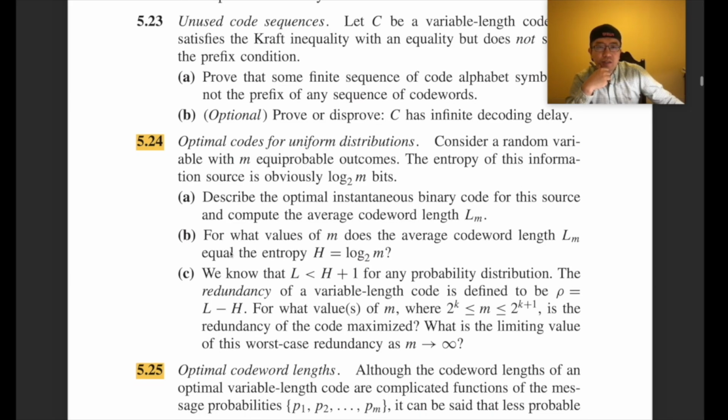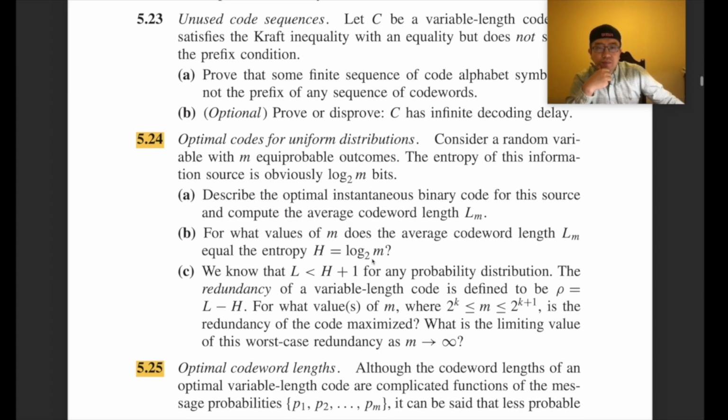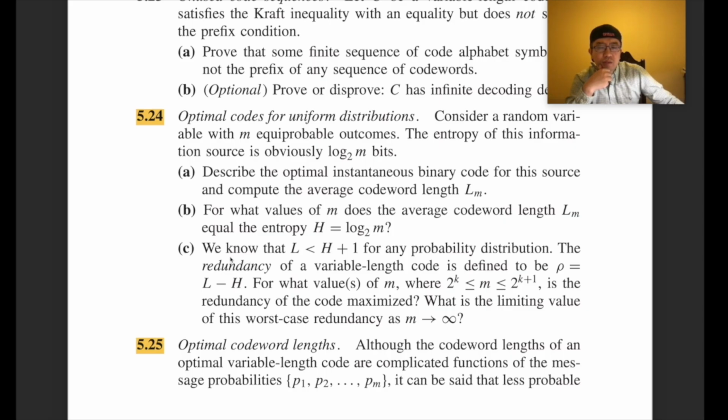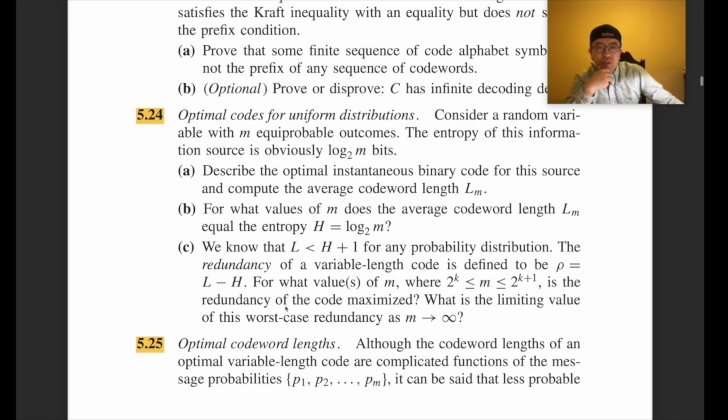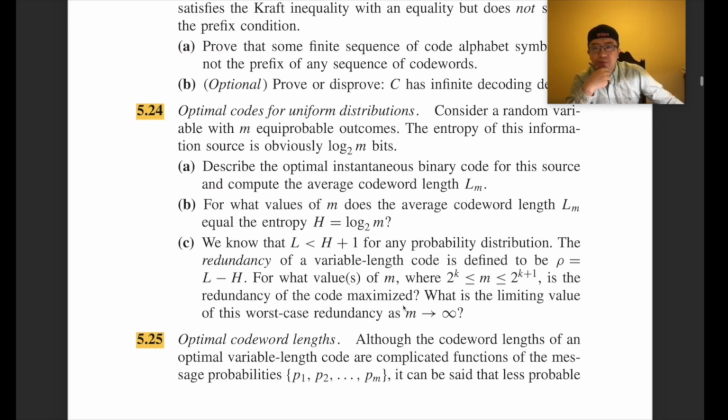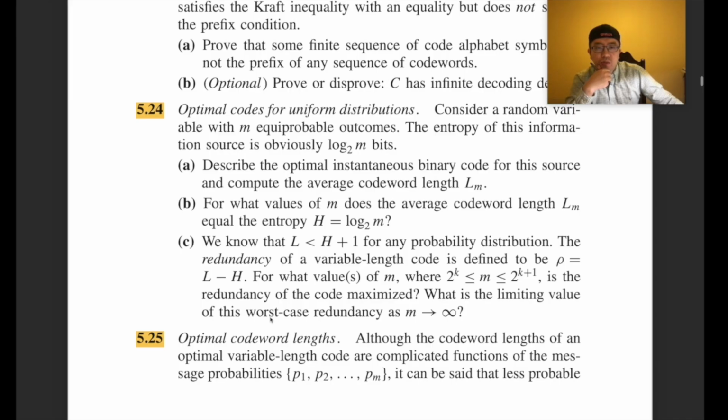The second part is that for what value of m the average code word length Lm equals the entropy. And then in part C, we know that L is less than H plus 1 for any probability distribution. Redundancy of a variable length code is defined to be rho equals L minus H. For what values of M is the redundancy of the code maximized? What is the limit value of this worst case redundancy as M goes to infinity?